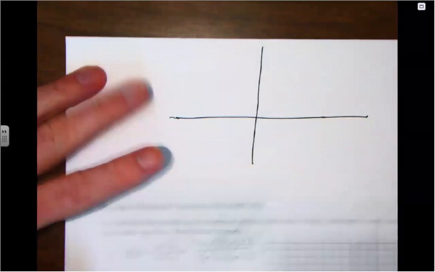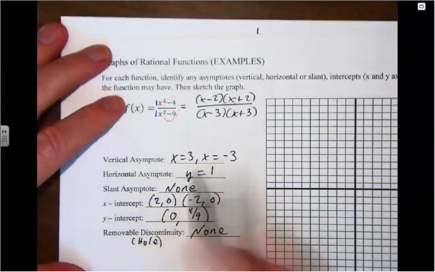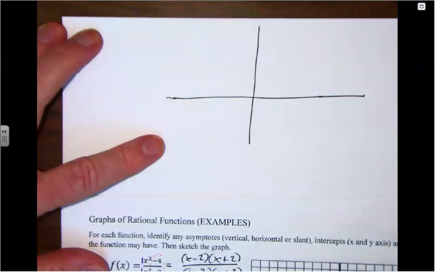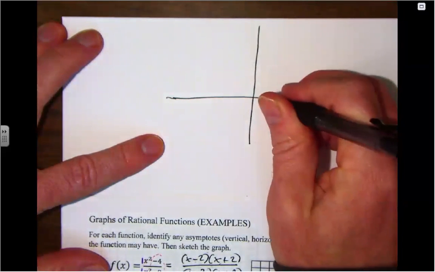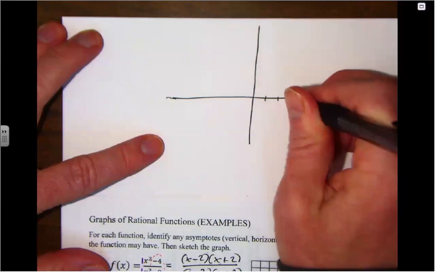So all I'm going to do is make some tick marks on the axes, one line per unit. I'll try to make them evenly spaced. I'll say that's 1, 2, 3, 4.